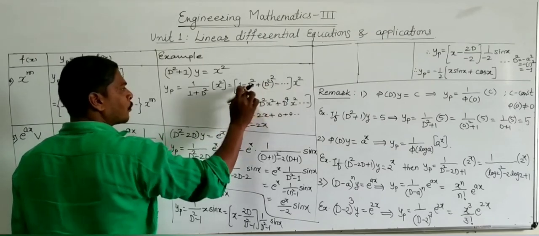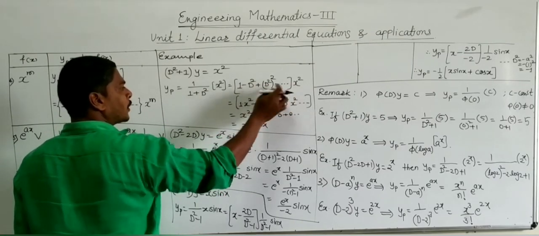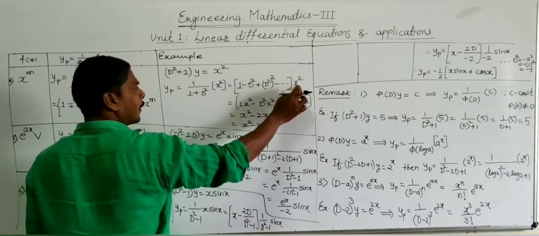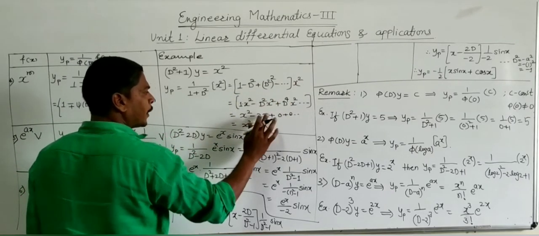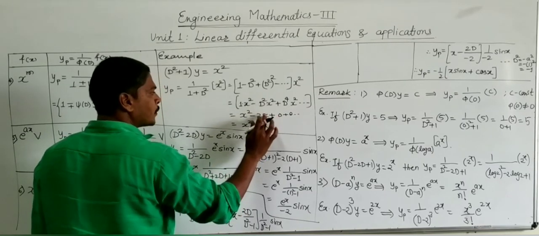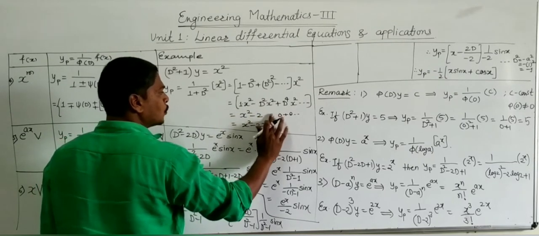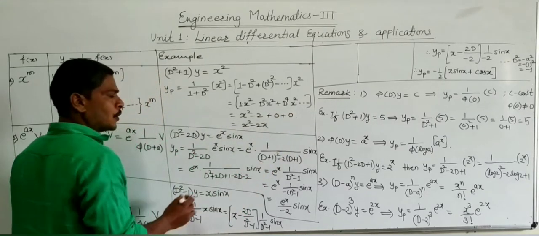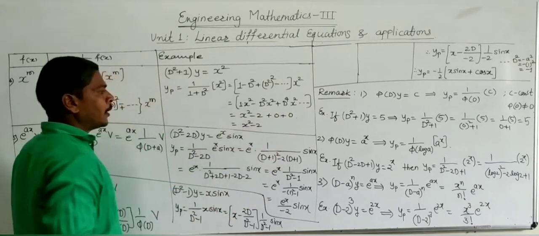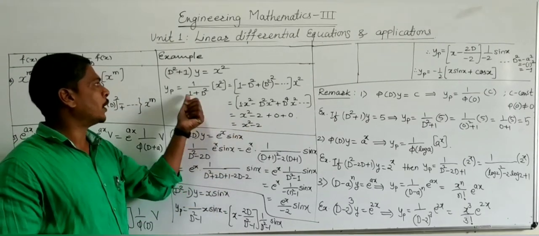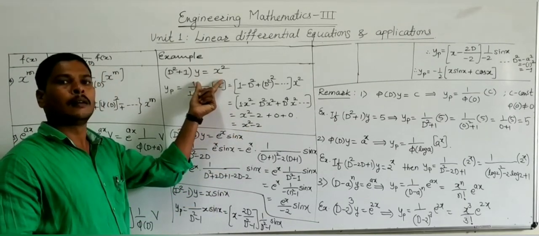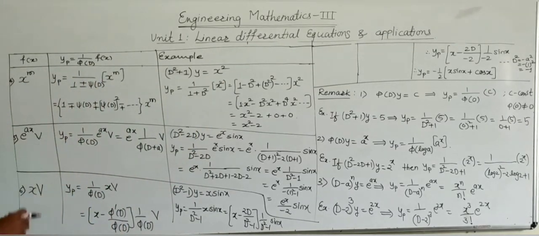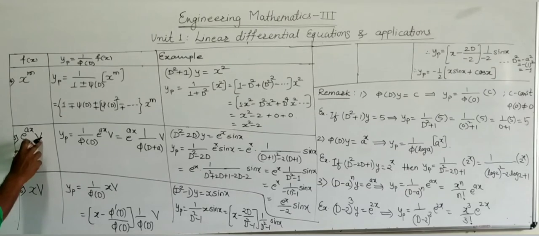So multiplying x square to these two terms, we get 1 into x square is x square, and then minus sign as it is, second derivative of x square. The first derivative is 2x and the second derivative is 2, and all remaining terms are 0. In that way we get x square minus 2 as the particular solution of this differential equation using the shortcut method.